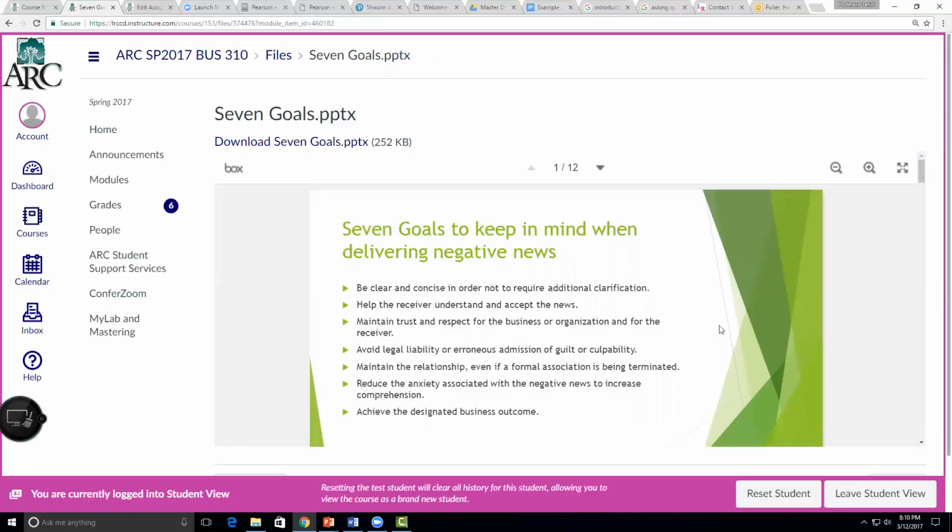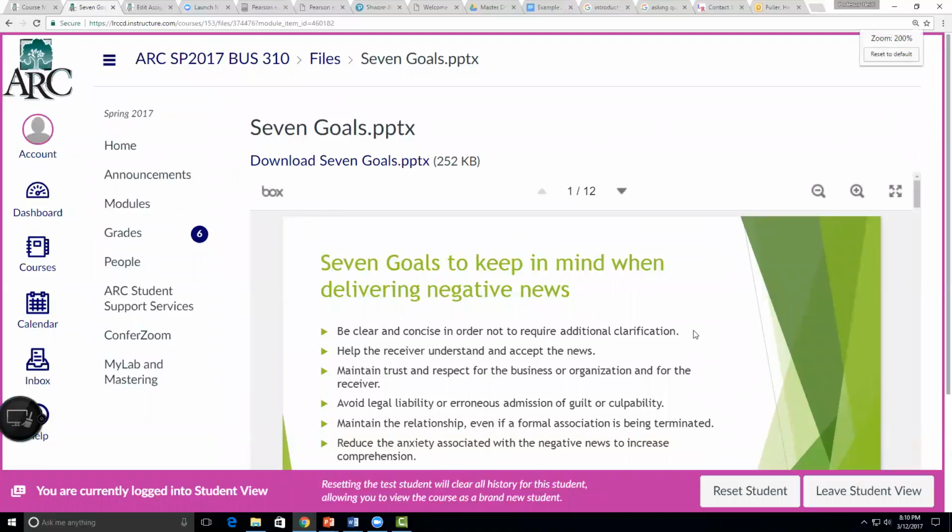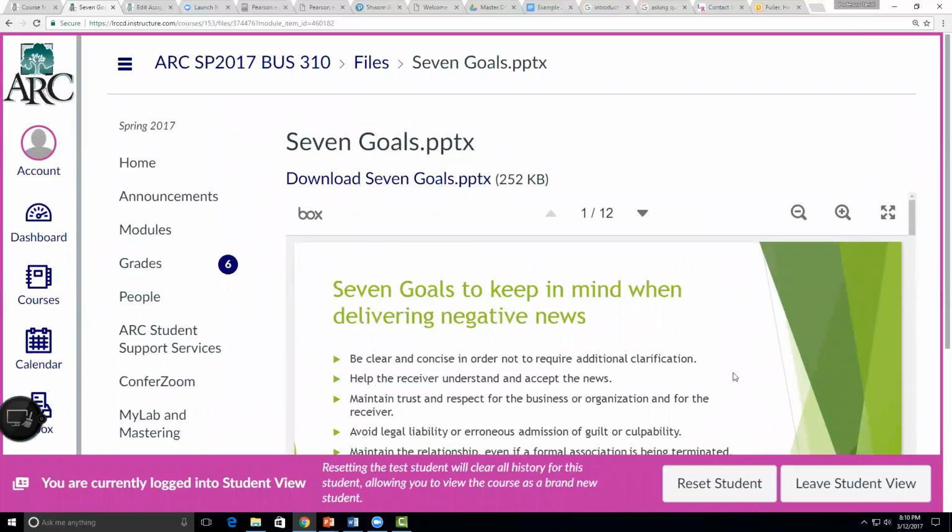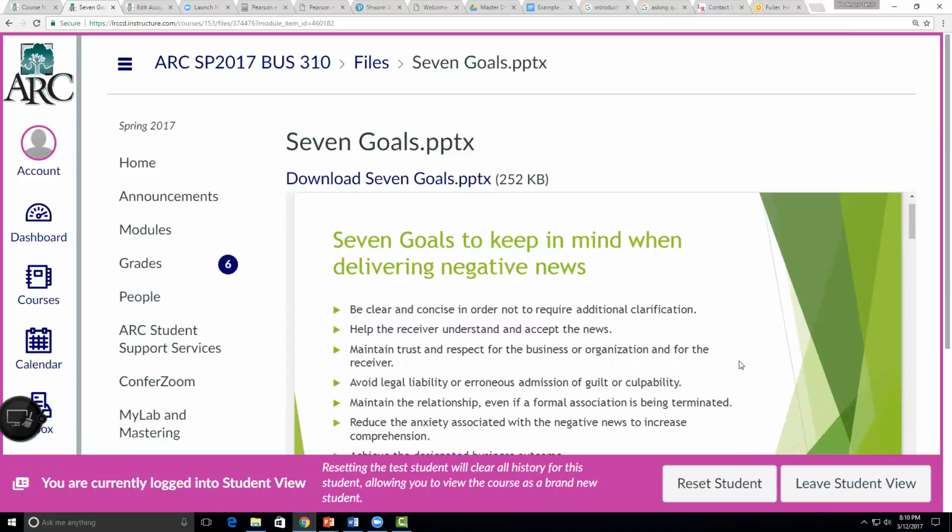There it is. When we keep in mind delivering bad news, there are some very, very basic goals that we have. And in this particular slide, I talk about them in a little bit more detail. Be clear and concise in order not to require additional clarification. And I've shared with you in the past that I know when I've communicated clearly, often the result is lack of communication or a need for clarification. Help the receiver understand and accept the news. Maintain trust and respect for the business and organization for the receiver.